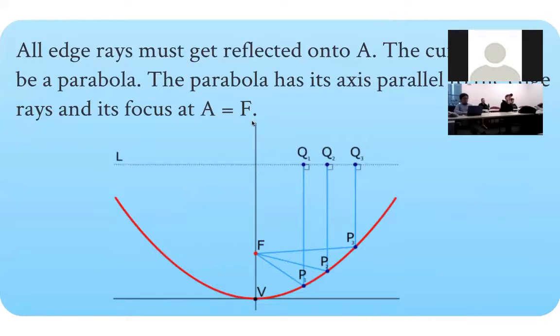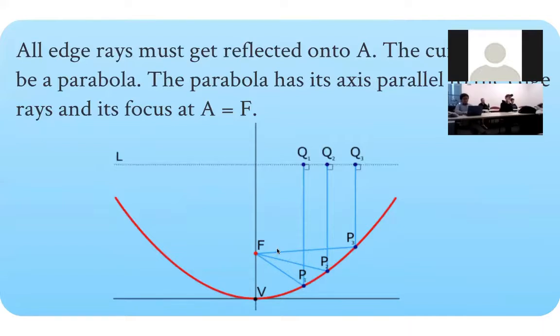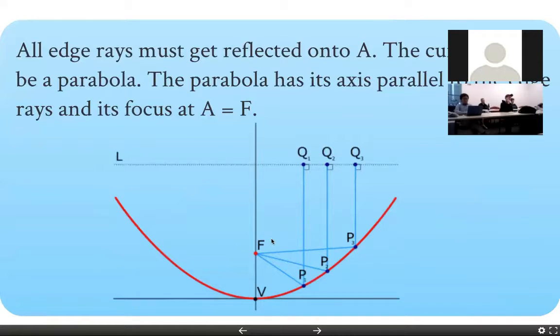And you can also see this from an optical path length point of view. The path length Q1, P1, F is equal to the path length Q2, P2, F, Q3, P3, F, and so on and so forth. If you recall, when you drew a parabola in high school, you potentially did it by putting a pencil here and a string which is attached to the paper here and to here, and you move the pencil like that. In any case, the parabola has its axis parallel to the edge rays and its focus is at A.